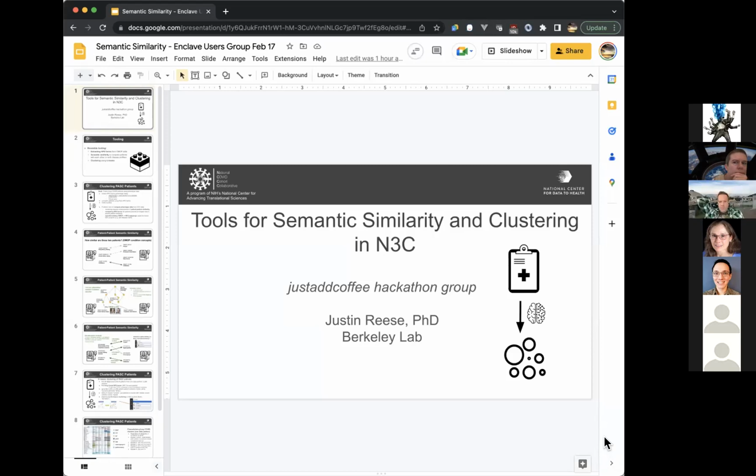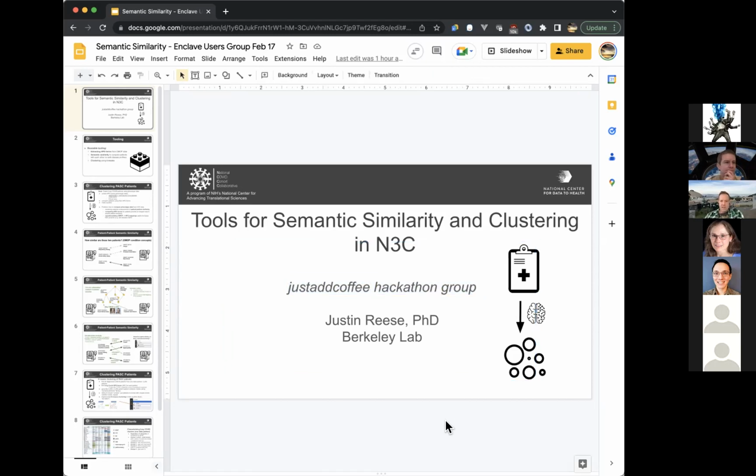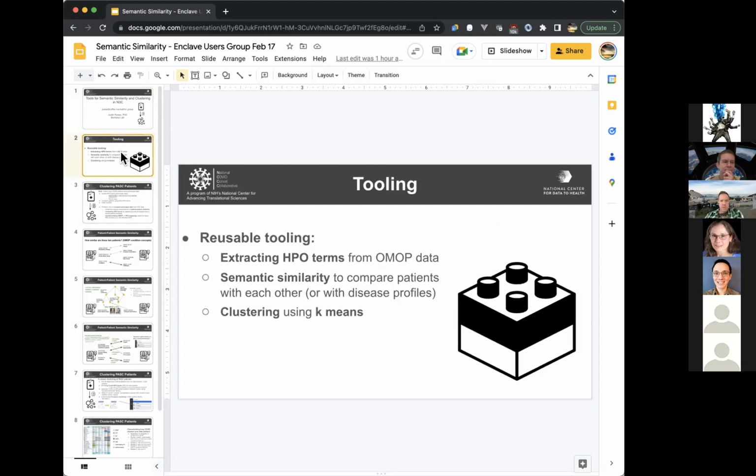So I'll tell you about tools that we've developed to do semantic similarity and clustering in N3C. This is me talking, but actually this is the result of several years of blood, sweat, and tears from the COVID hackathon group. And so it's not just me. The things I'm going to talk about today are basically three tools that I think are appropriate for reusing. They're ready to be reused.